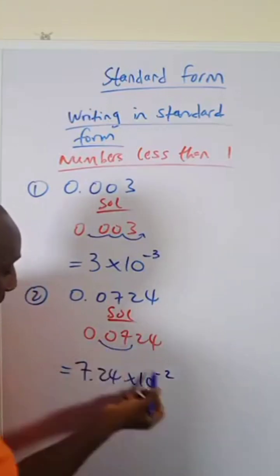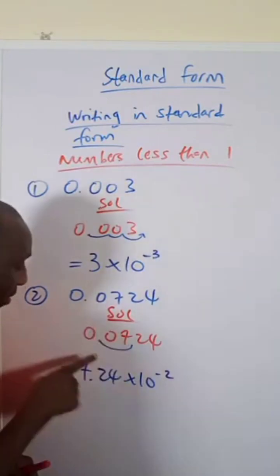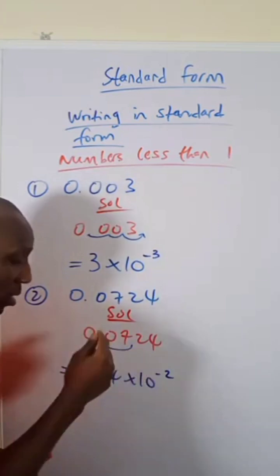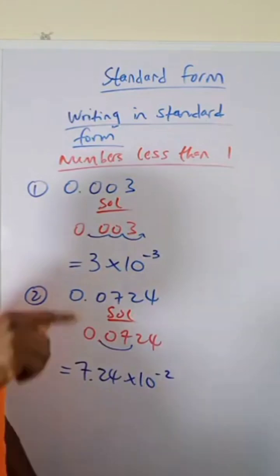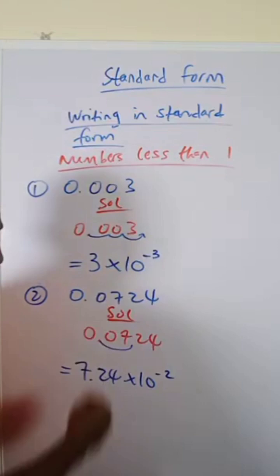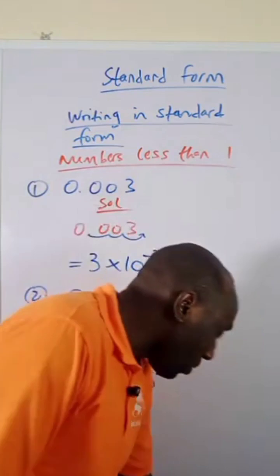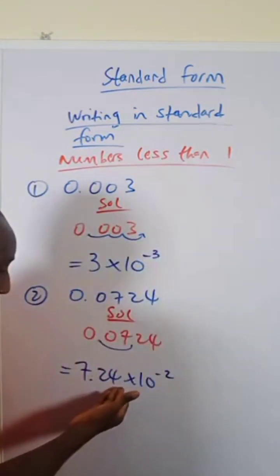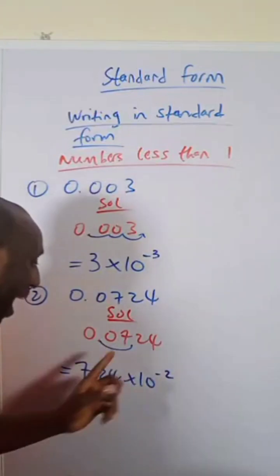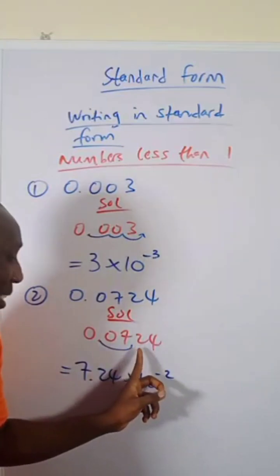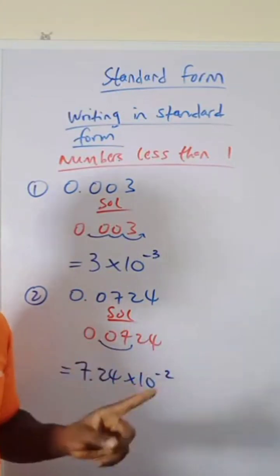So you end up having a negative power here because we shifted it from here all the way to this point, and we had two movements. Again, you can do this mentally. Yes, you can. Just in your mind, you can say, okay, from here to here. You don't have to write it out on paper. So you have 7.24 times 10 raised to the power -2. Notice I stopped at 7 point. I didn't move it up to 72 point because it has to be between 1 and 10.